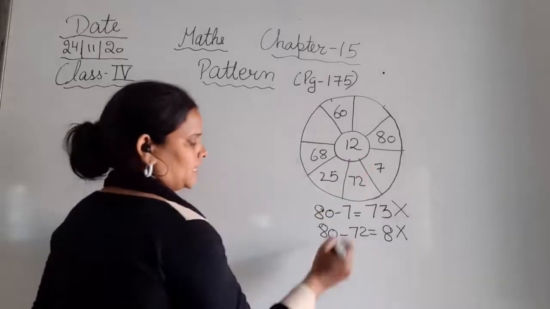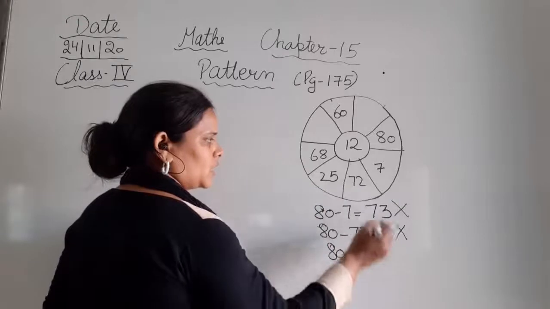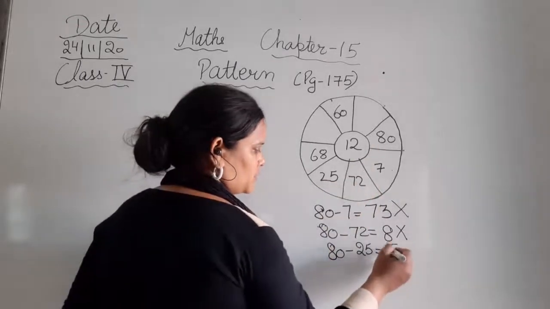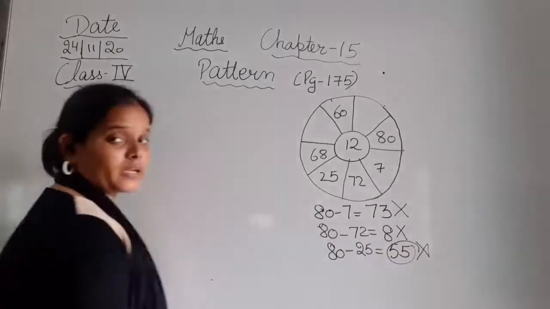Next, 80 minus 25. 80 minus 25 that will be 55. तो ये पैटर्न कहीं है? No. This is also not falling anywhere.